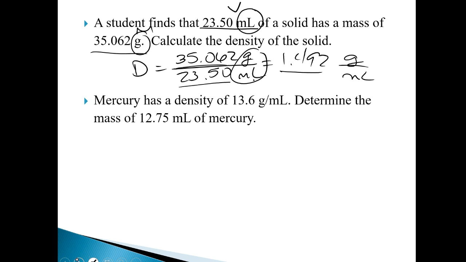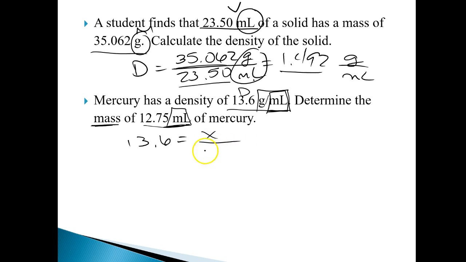Okay. Mercury has a density, so I'm giving you the density. And again, notice the units. The units tell you an awful lot of stuff. Determine the mass of 12.75 milliliters of mercury. Well, I want to make sure before I do anything that this unit matches the volume part of the unit for density, and it does. So in that case, all I need to do is literally plug it into D equals m over V. Here's my D, 13.6 equals the mass, I don't know what that is, I'm looking for that, over 12.75. So put this over 1, do your little cross multiplication thing.